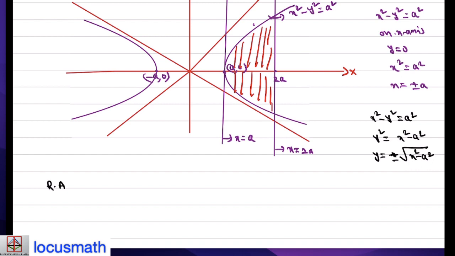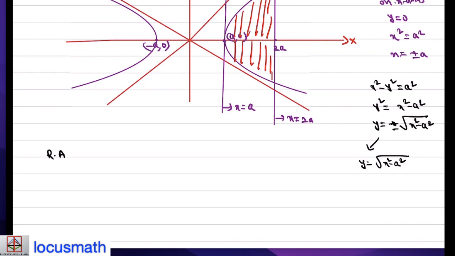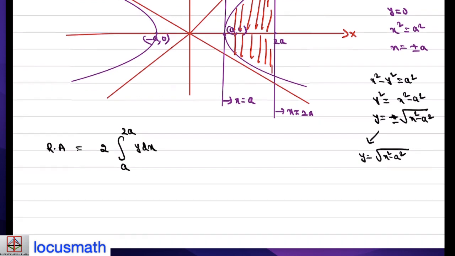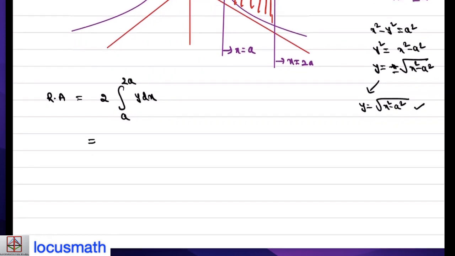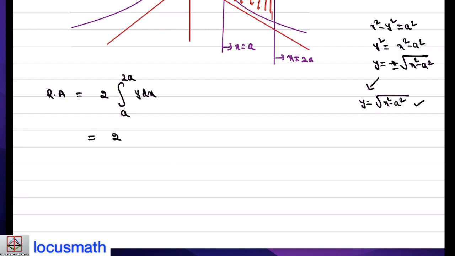So now the curve is y is equal to under root of x square minus a square. Now the required area is equal to 2 times the integration from a to 2a of y dx. With positive sign, because in the first quadrant y is positive. So y is under root of x square minus a square dx.